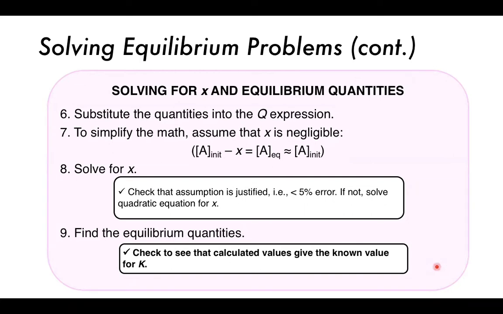And then we find the equilibrium quantities and we check that the calculated values give the known value for K. Oftentimes in these equilibrium problems, we'll find that the equilibrium lies heavily on the reactant side. And so usually we have to do something industrially to overcome that. But generally, whenever we're just dealing with these equations, it's not such a big concern. There are ways that we will see later with disturbing equilibria that we can solve this problem. So that's why this step 7, where the change in X is negligible, comes in, and it helps us to solve this problem more easily.